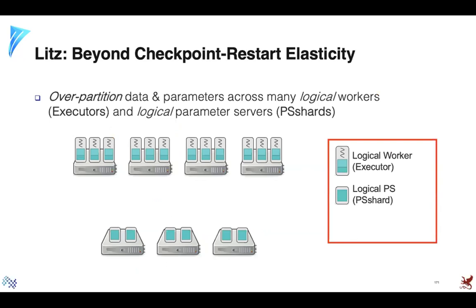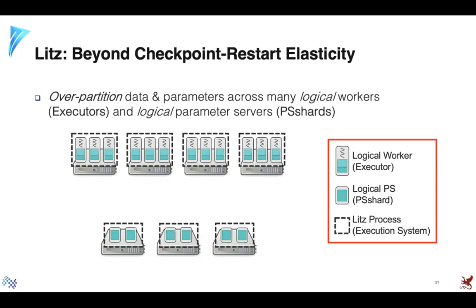But in cases where your model is very large, you might not want to actually save all of your parameters to a file system and reload it, because that can take a long time. So there are other more sophisticated ways to perform elasticity. For example, one is called over-partitioning, which is implemented by a system called LITS.